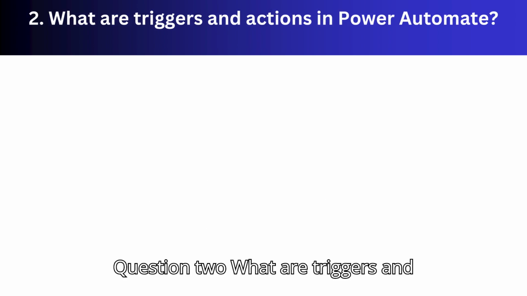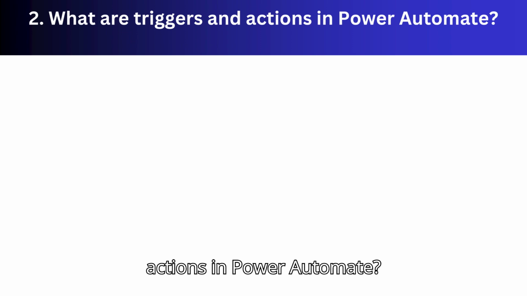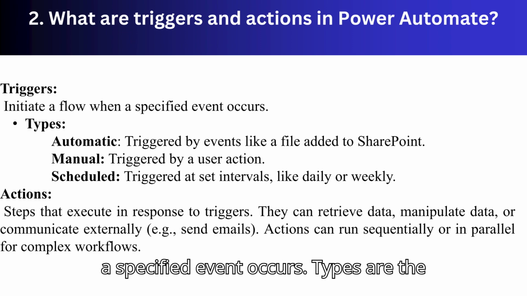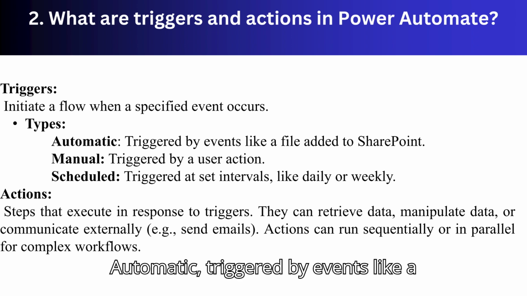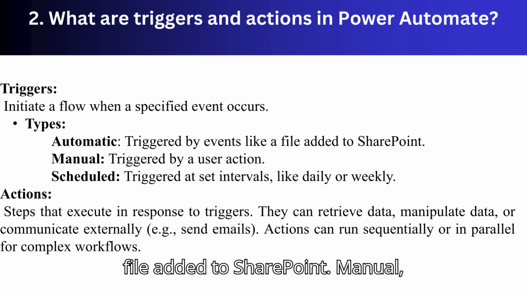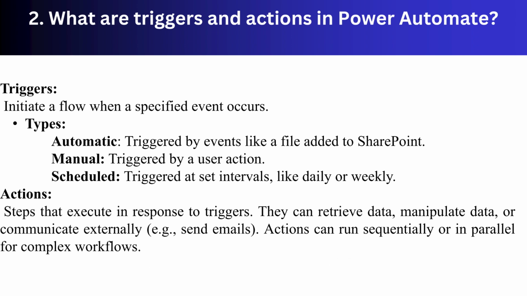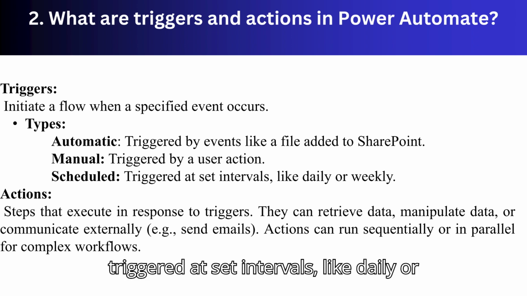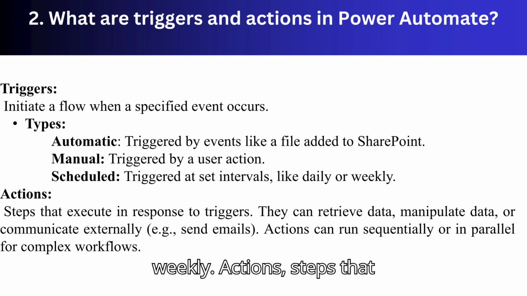Question 2. What are triggers and actions in Power Automate? Answer: Triggers initiate a flow when a specified event occurs. Types are the Automatic, triggered by events like a file added to SharePoint. Manual, triggered by a user action. Scheduled, triggered at set intervals, like daily or weekly.